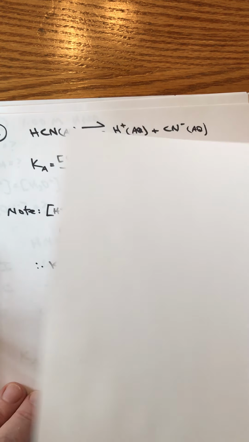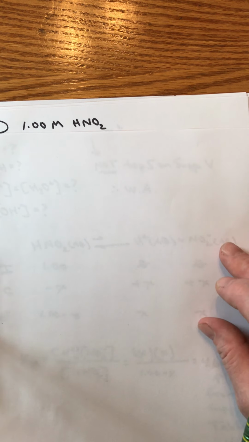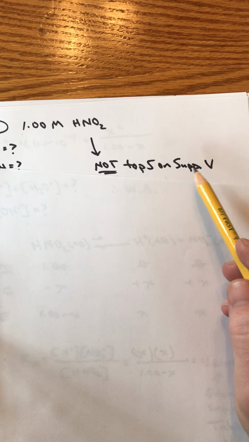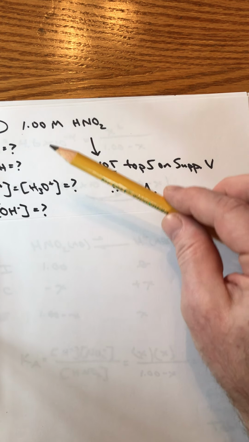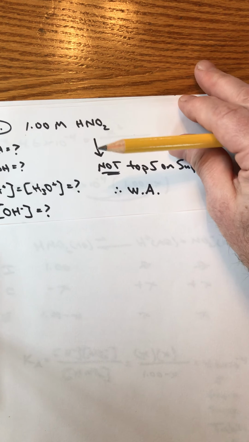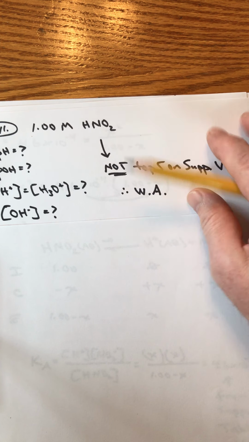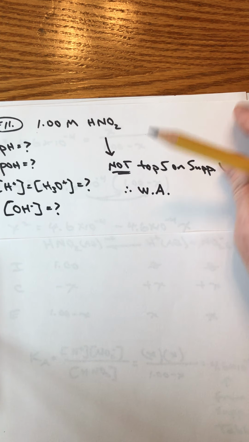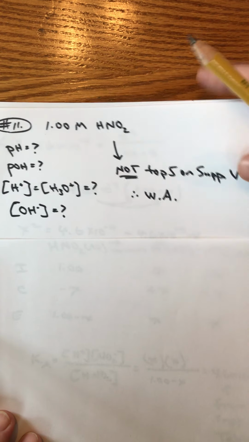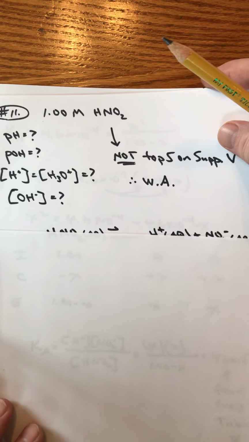No big deal. Slide on down to number 11. HNO2. You've got 1.00 molar nitrous acid. Well, the first thing you need to recognize, and they told you this is a weak acid, so it's not on the top 5 from supplemental table 5. It's a weak acid, but they still want to know pH, pOH, H positive ion concentration, and hydroxide ion concentration. Same kind of problem, but now it's a weak acid, so how do we approach this?